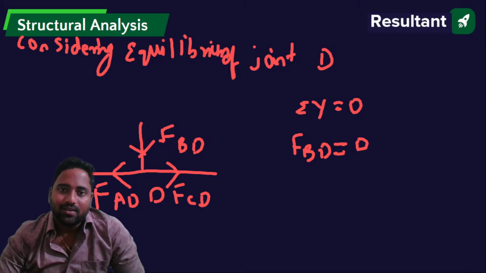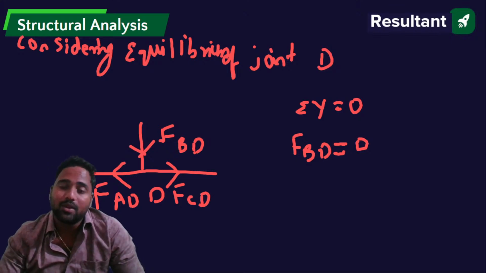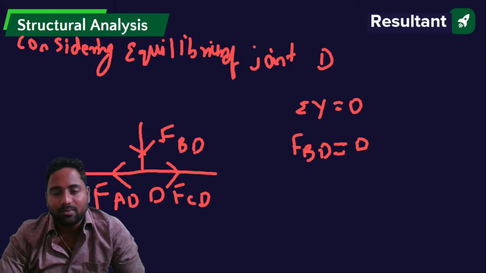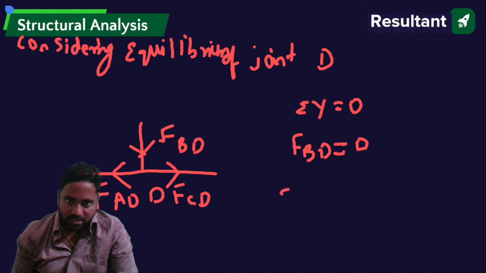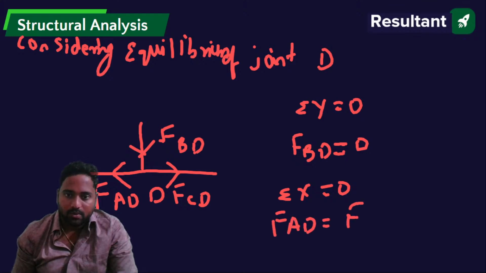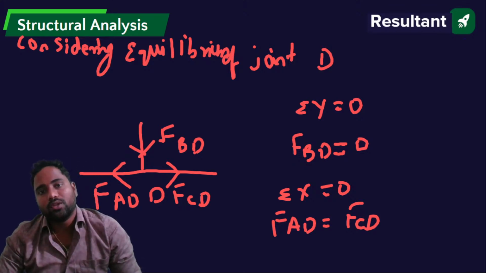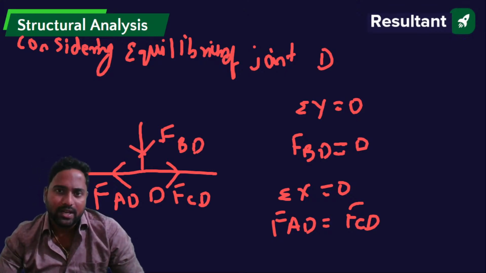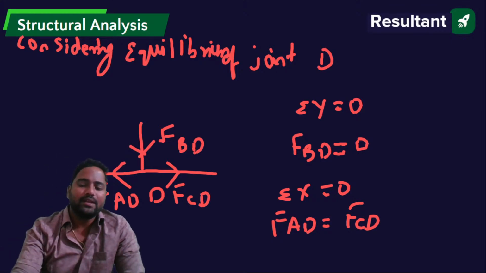So the question asked is what is the force in member FBD? If I just consider the equilibrium of joint D and summation of forces in y direction equals to 0, FBD you'll get it as 0. Am I clear? FBD equals to 0. And if I take summation of forces in x direction equals to 0, FAD would be equal to FCD, but I don't know what is the value. So this is how you try to find out the forces in the members. First we find the reactions, then we consider the equilibrium of each and every joint. Here FBD is equal to 0.